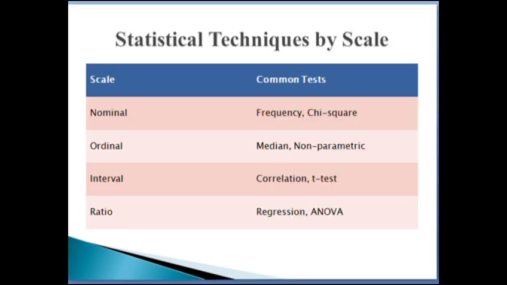Statistical technique by scales. Each scale is aligned with certain statistical methods. Nominal data is analyzed with frequency and chi-square. Ordinal data uses median and non-parametric tests like Kruskal-Wallis and Mann-Whitney. Interval and ratio scales allow parametric tests like correlation, regression, t-test, ANOVA, and more. This mapping ensures correct data analysis and meaningful results.